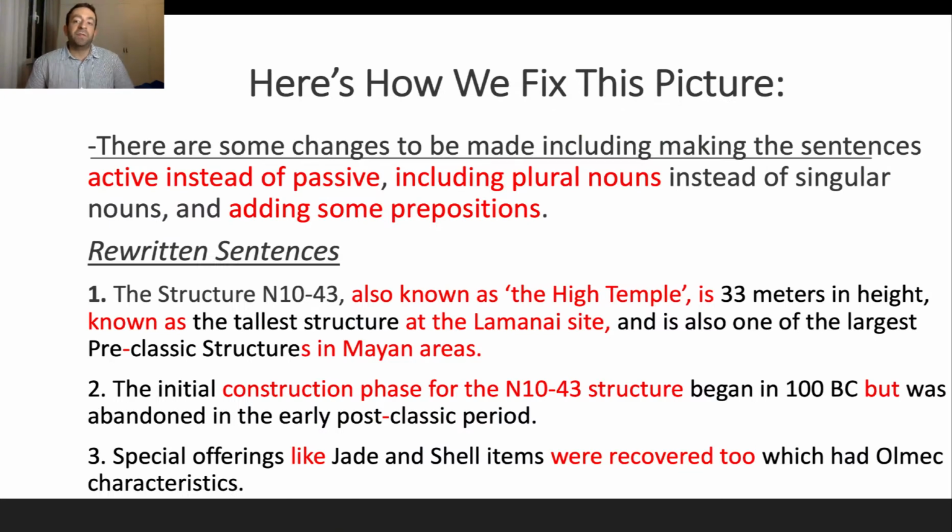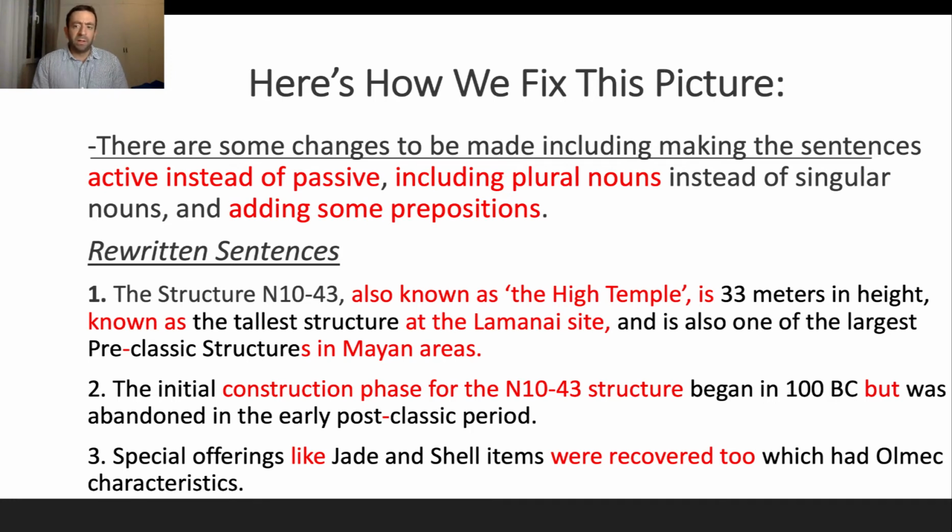All right, so here's how we fix this picture. There are some changes to be made. It's not a perfect description of a historical place. It's pretty close. It's really good, but when I went to this place, when I went to these Mayan ruins, I noticed that there were a few errors with these sentences.